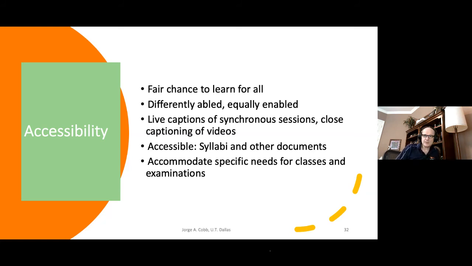So all the syllabus, all the recordings, all assignments, everything will again be available online. And we can accommodate specific needs for classes and specific needs for examinations. If you cannot attend the exam at the same time as the synchronous class, that's okay. We give you a window of opportunity. You can take the exam at a later time during the day if it conflicts with your work or with some responsibilities that you may have, etc. So we have that flexibility and accessibility.